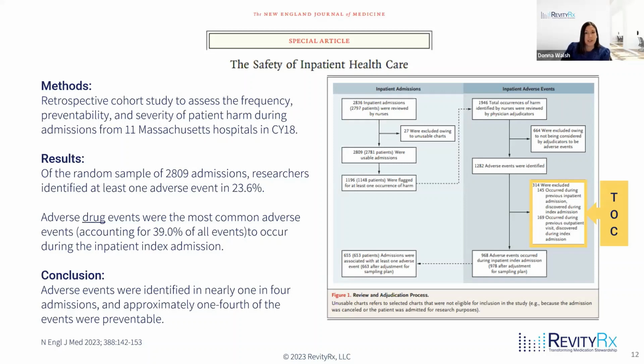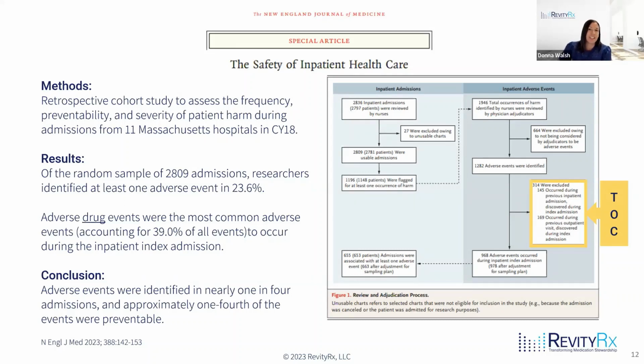So in this study, Bates and colleagues described the results of a retrospective cohort study that addressed the frequency, preventability, and severity of patient harm of nearly 3,000 admissions from Massachusetts hospitals. Given the New England audience today, I thought it was a great study to share. And maybe one of your organizations even participated.